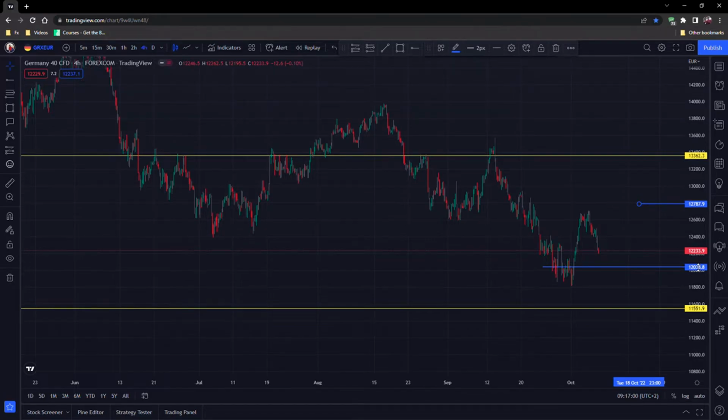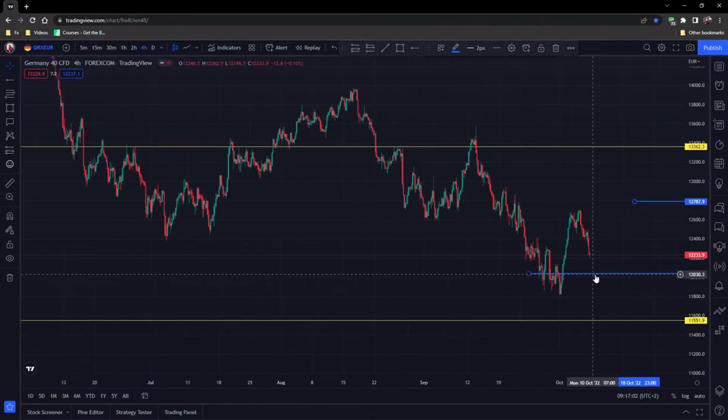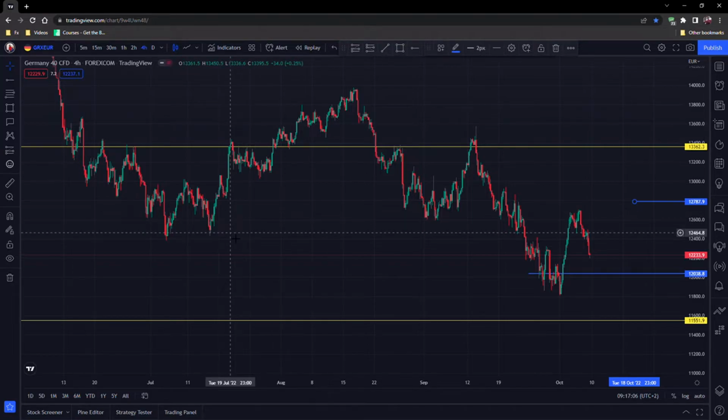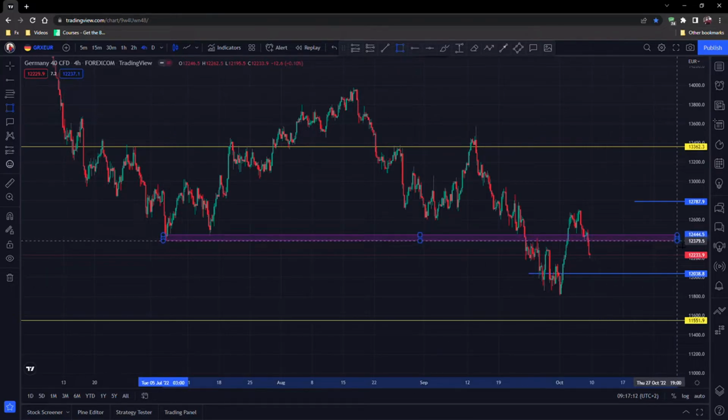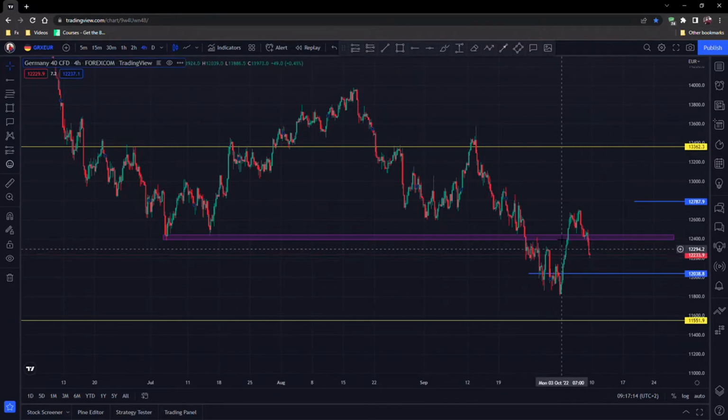Let's zoom in a bit more. Let's see this area right here. If we look at this area right here, we had that doge in the previous post. You can see that the market did come back to retest that area as well.